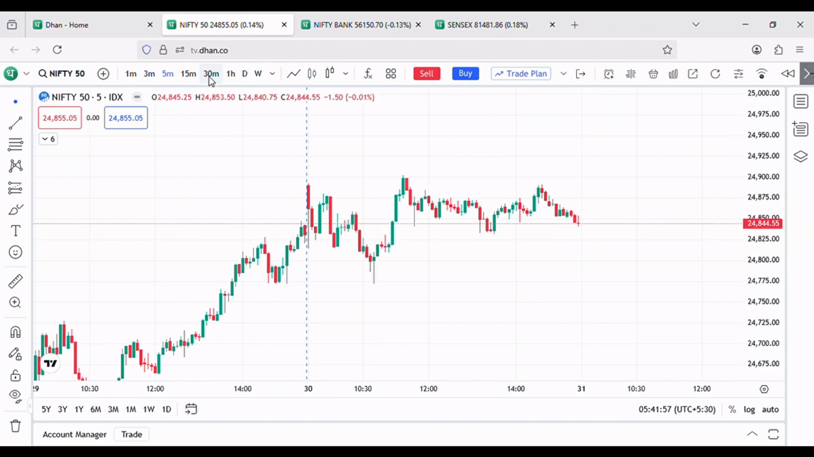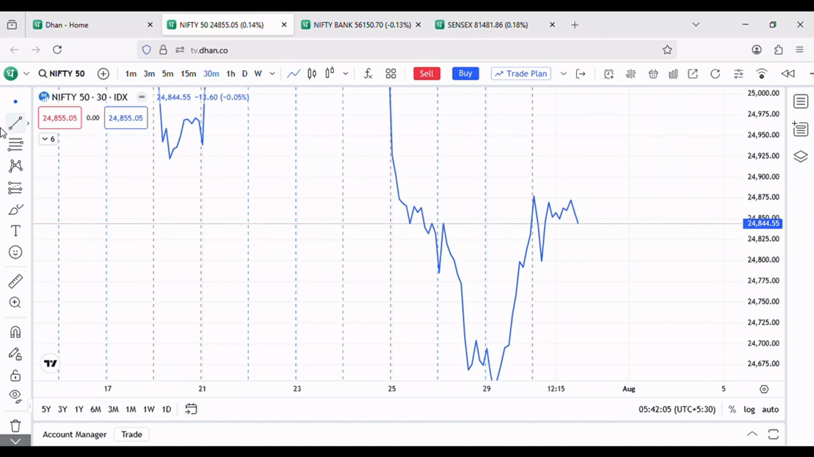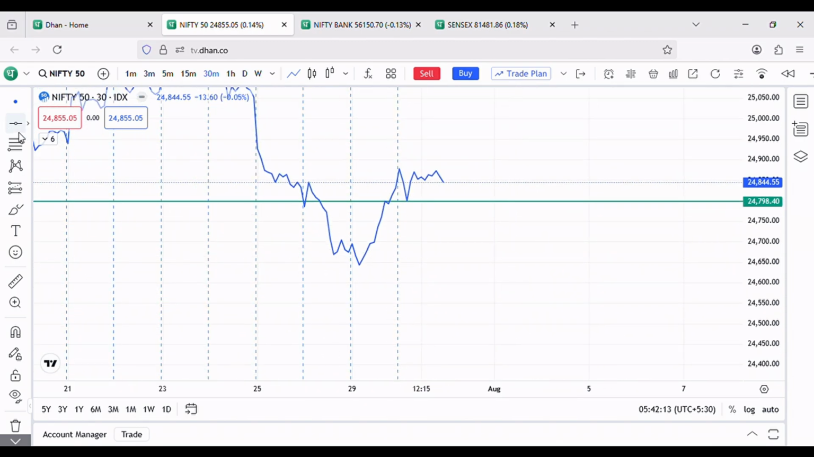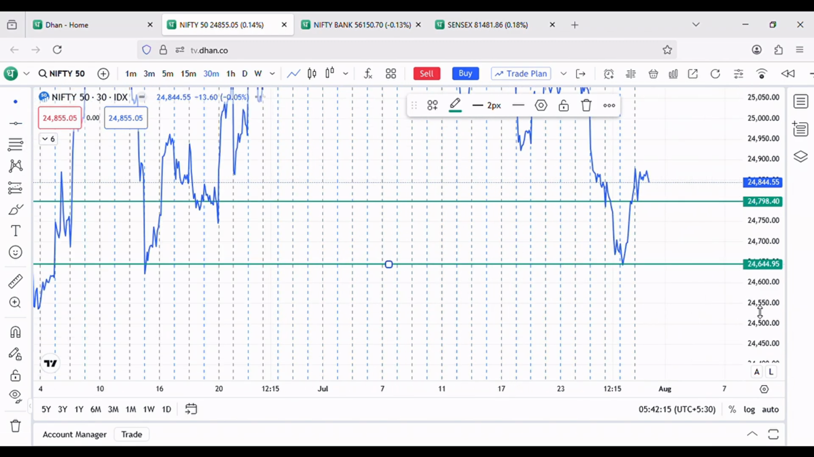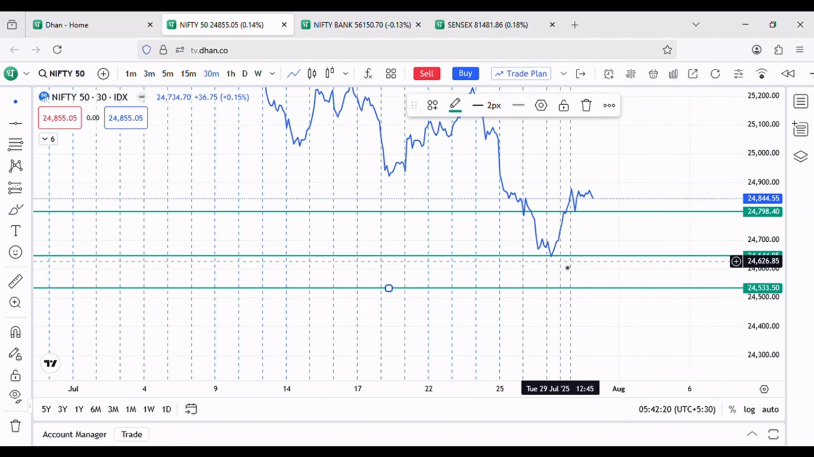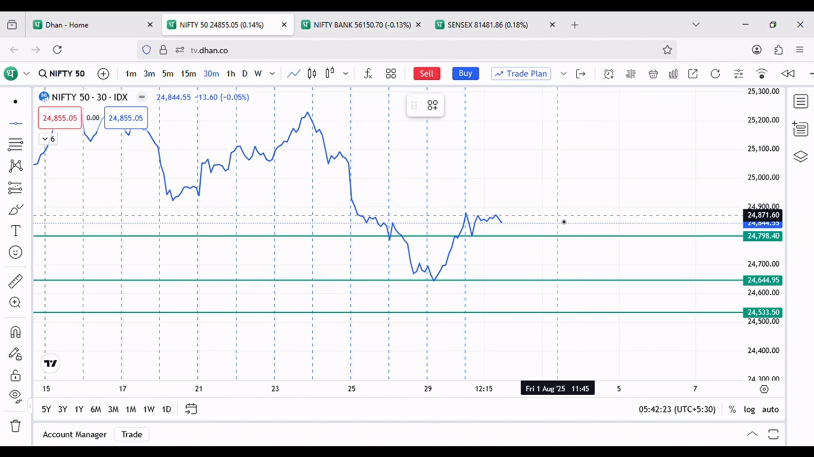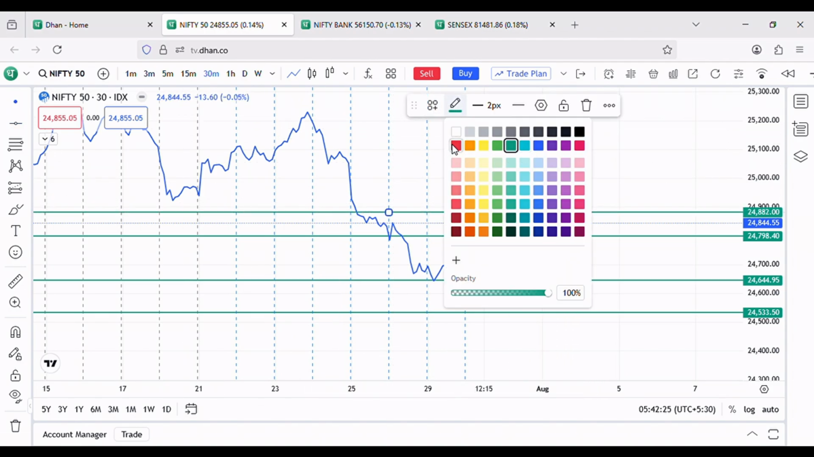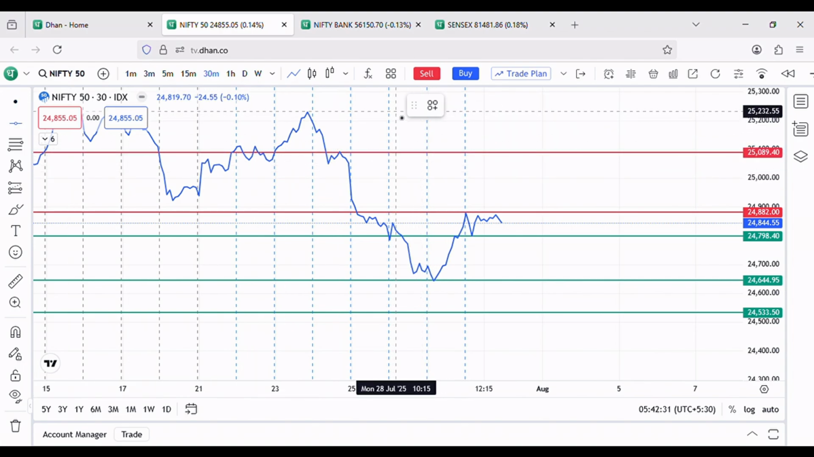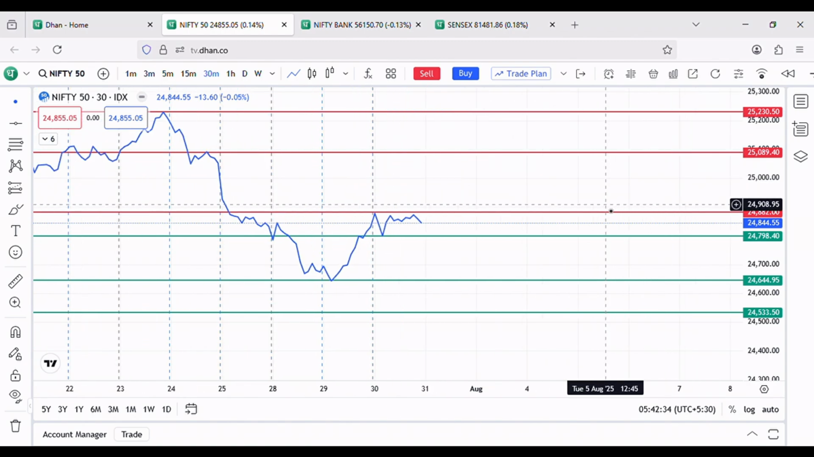For that, those doing intraday trading can keep 30 minutes and make this a line so that we can draw the support and resistance levels. For support, we can give green color. First I will draw, then you can pause and mark. For resistance, we can give red color. Three supports and three resistance levels are enough for one day's trading.